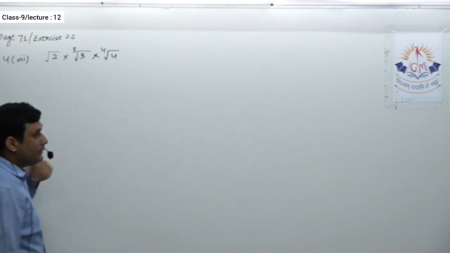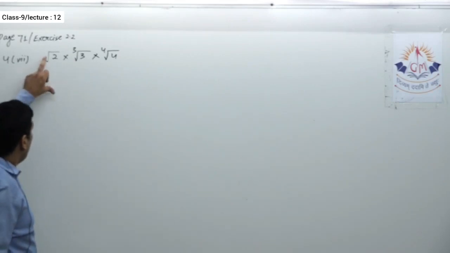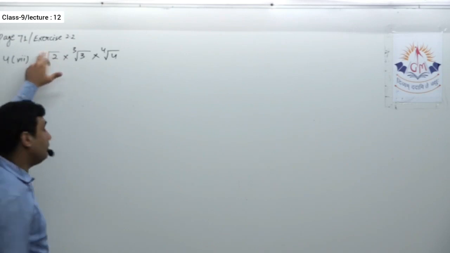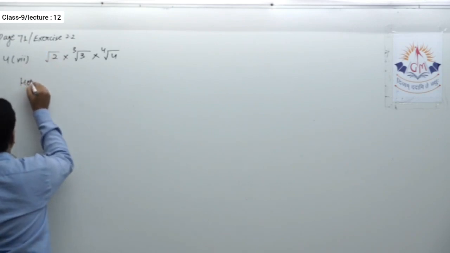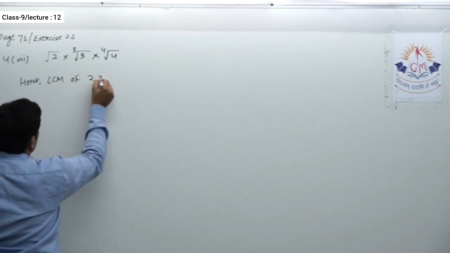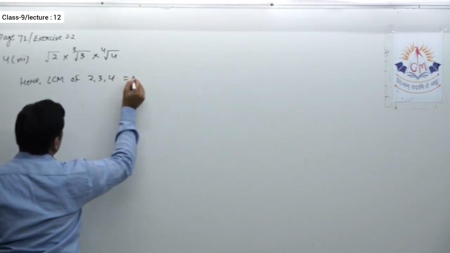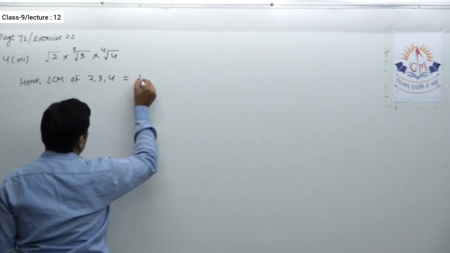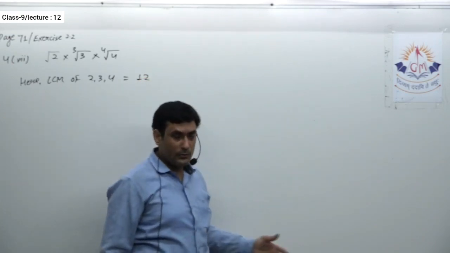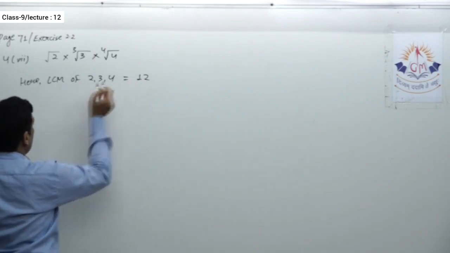And to make the order the same, first of all, we have to take the LCM of the orders. Now, over here, if nothing is written, it means the order is 2. So first of all, we'll find the LCM. Here, LCM of 2, 3 and 4 is equal to 12. Here LCM will be 12. No need to show how you got the LCM, that you do in your rough work.